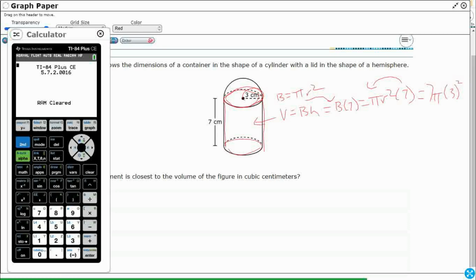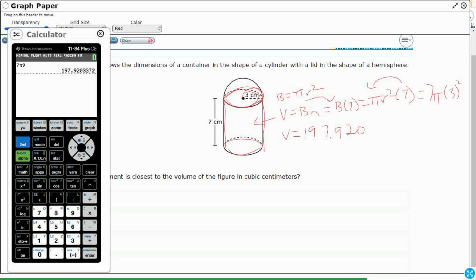Okay, so let's see what that is. So 7 times my pi. In order to get the pi, we need to hit the second button, the little caret button right there, above the division sign. And then you can either do 3 squared, or I'm just going to do 9. So really it's 63 times pi. So that volume is going to equal 197.920. We'll just call it like that.